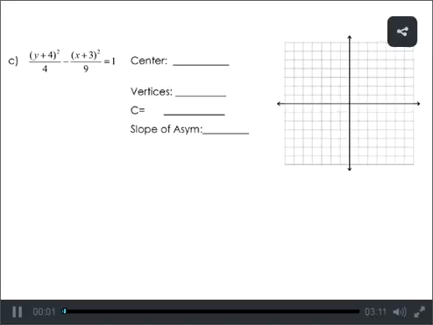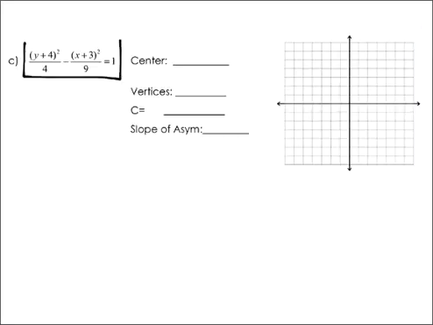Example 1c. So when we look at our formula here, it is equal to 1, so it's in our standard form, but this time we have numbers added to x and y. The x is listed second, so make sure that you notice that when you're looking for the center. The center is going to be -3, -4. Let's go ahead and plot that. So go back 3, down 4. Right there. There's my center.